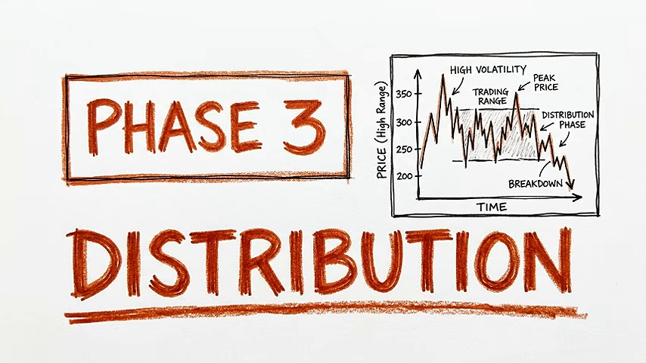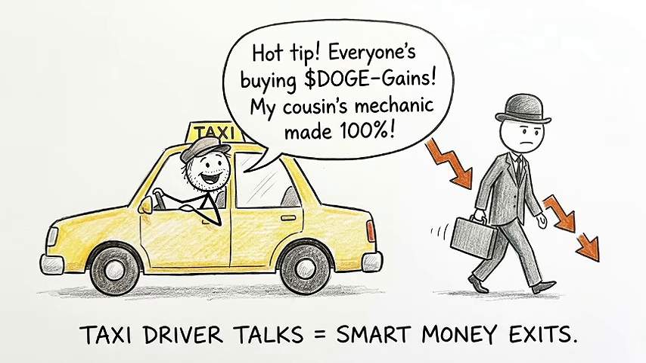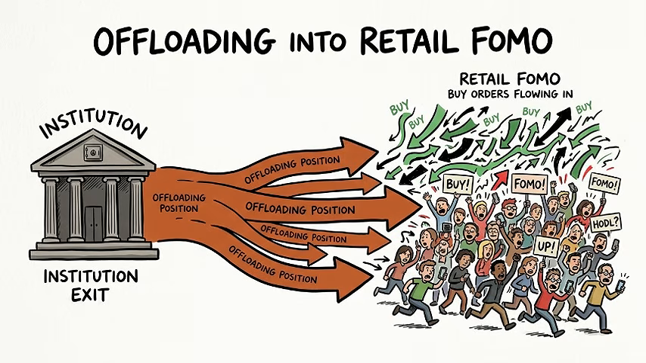Phase 3 is distribution. News is now euphoric. Headlines are calling for much higher prices. Social media is full of people showing their profits. Your colleagues are talking about the trade. The taxi driver has an opinion. And at exactly this moment, smart money is selling. Quietly. Using the wall of retail FOMO buy orders to offload their massive accumulated positions at the highest possible prices.